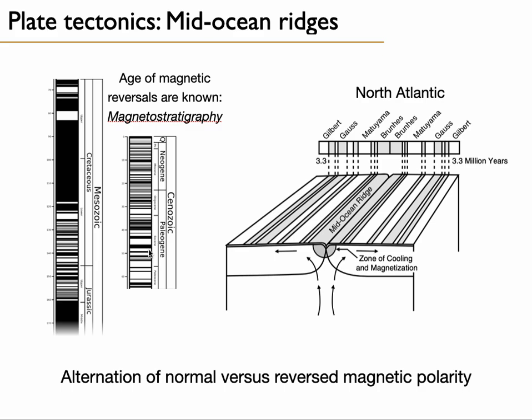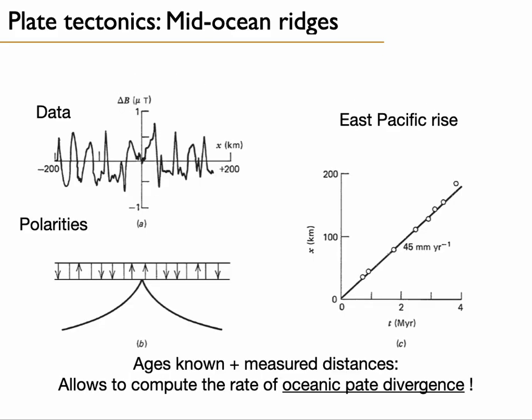One can also measure the magnetic field in the oceans and across the mid-ocean ridges. And this was an observation which was pivotal for the discovery of plate tectonics. Actually, the variation of the polarity of the magnetic field has been measured, and this could then be linked to knowledge from magnetostratigraphy. So what does it mean?